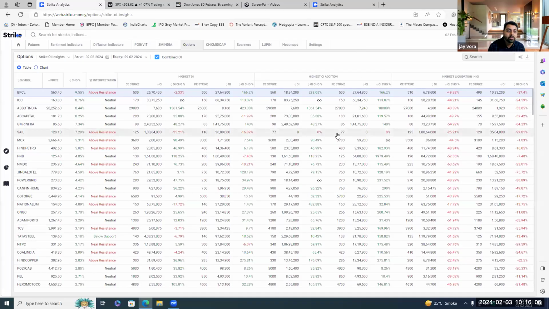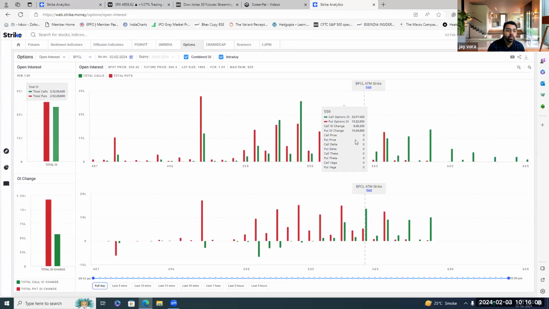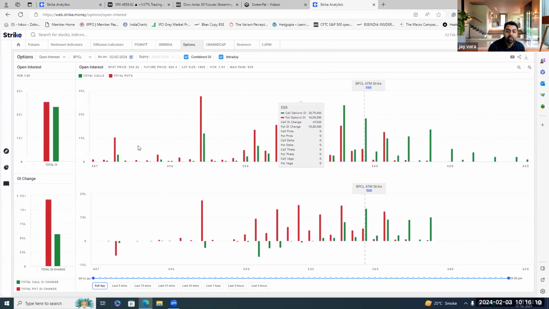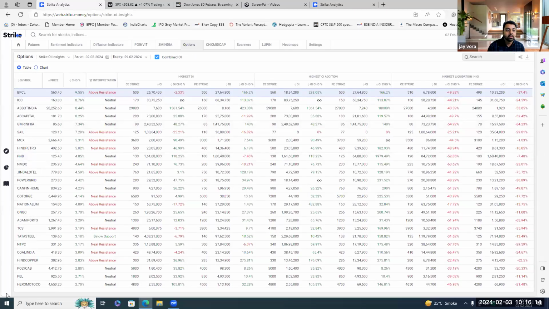So rather than taking the pain of going to the option chain and trying to understand where the option activity is happening, this screen gives you a very quick glance, and you can understand where there is the highest open interest, where there is the highest OI addition, and where there is the highest OI liquidation.